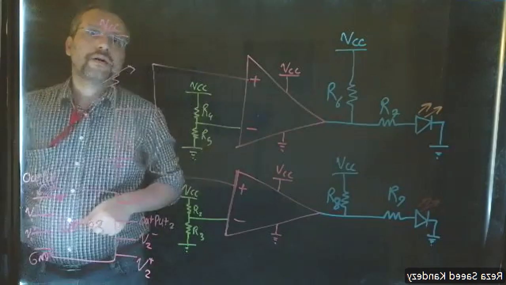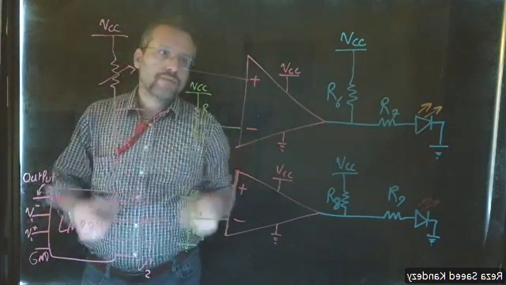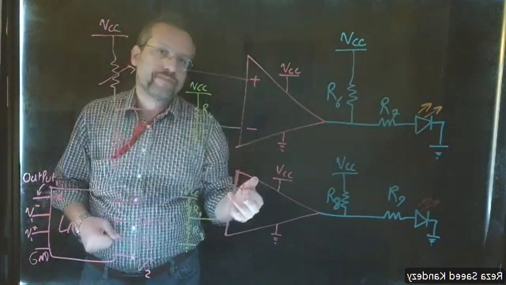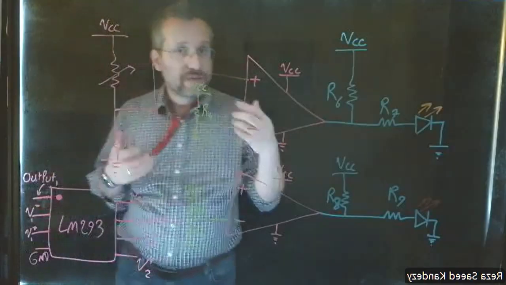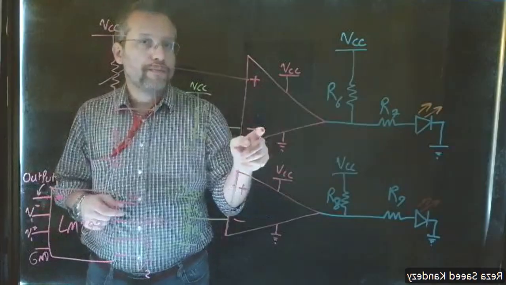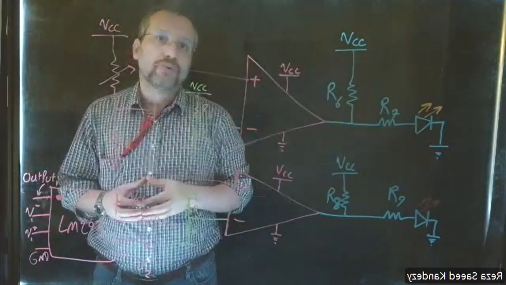Okay, let's now talk about the comparator circuit that we are going to develop based on the op-amps. In the op-amp, as we said before, we have 2 inputs, and the output is a linear function of the difference between the 2 inputs.